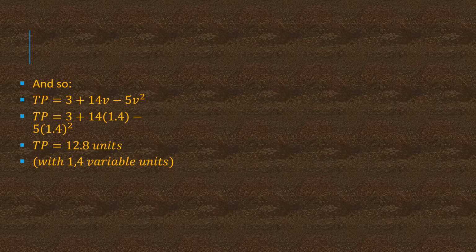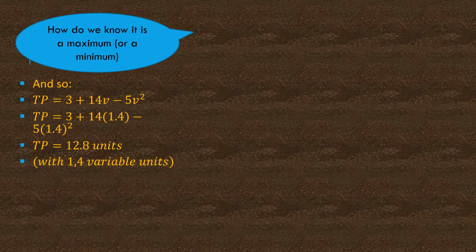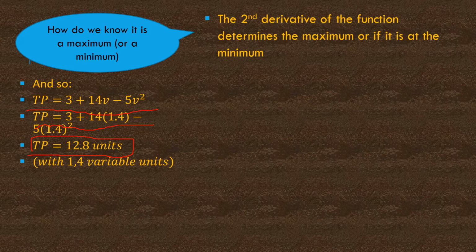So therefore, if we are going to use 1.4 variables, how much is the maximum output then? So substitute it to the formula. If you substitute it to the formula, you have this one. TP, or total product, is equivalent to 3 plus 4.5. 14 times 1.4 minus 5 times 1.4 to the second power. So the total product is 12.8 units. So with 1.4 variable units, you could actually produce 12.8 units, which is considered to be the maximum output.